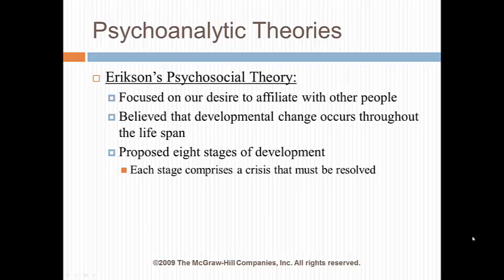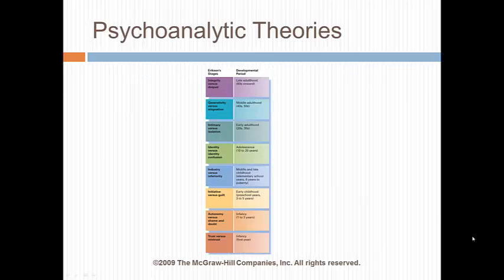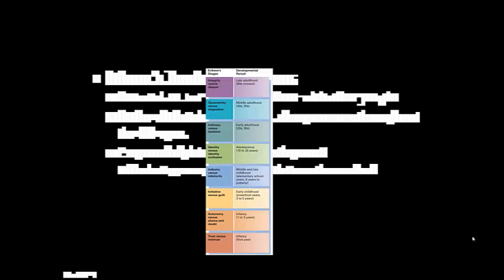Erikson said that it's not about sex, it's about relationships and our desire to interact with others. He believes that this happens throughout the lifespan. He developed a psychosocial theory that consists of 8 stages of development. Each stage has a crisis that must be resolved. This chart shows the 8 stages. We'll be looking at Erikson's stages of development throughout the term.